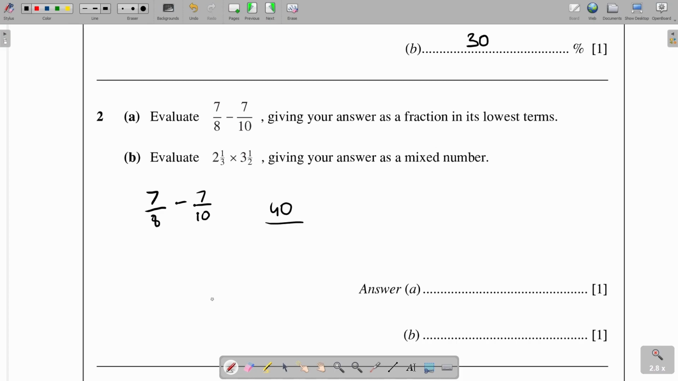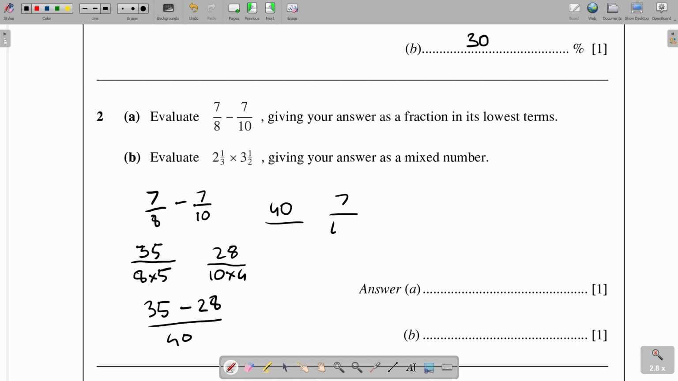So now that we have 40, we can figure out, okay, how do we turn 8 into 40 and how do we turn 10 into 40? So we can multiply 8 by 5 and we can multiply 10 by 4. And when we do that, we have to multiply the top part by 5 too. So 7 5s are 35 and 7 4s are 28, right? So that becomes 35 minus 28 over 40. So now the denominator is the same, and 35 minus 28 is 7, so we get 7 over 40. And I don't think that it can be reduced any further, actually. So that is the answer.